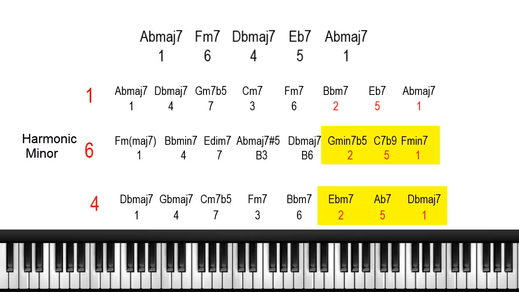So we added the 2-5-1 from the F harmonic minor scale, and then we added the 2-5-1 from the D flat major scale. Then we added the 2 of 5, which is E flat, and then we go to the 1.